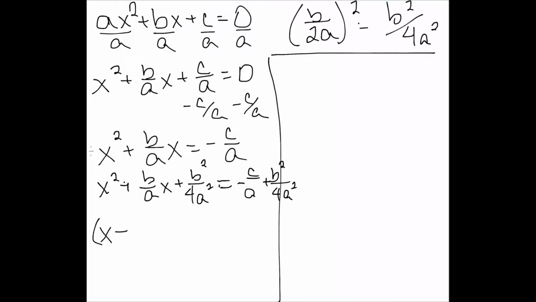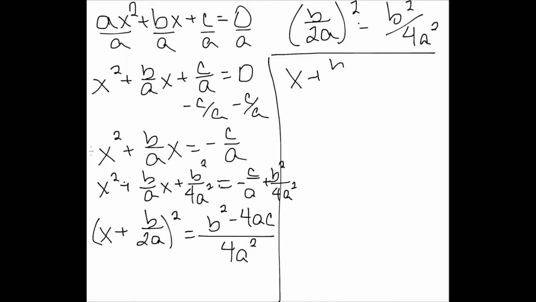The left will factor to x plus b over 2a, squared. And the right, once I deal with common denominators, is going to be b squared minus 4ac all over 4a squared. I can take the square root of both sides. So on the left, x plus b over 2a. On the right, plus or minus the square root of the top, b squared minus 4ac, all over the bottom. The square root of 4 is 2, and the square root of a squared is a.